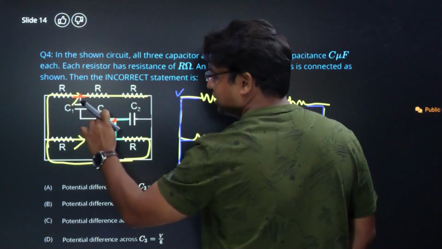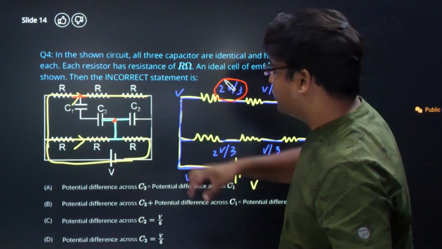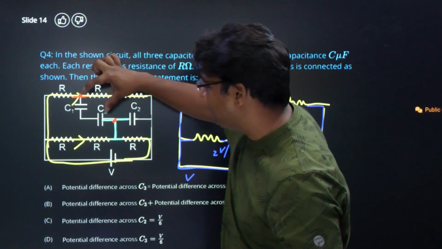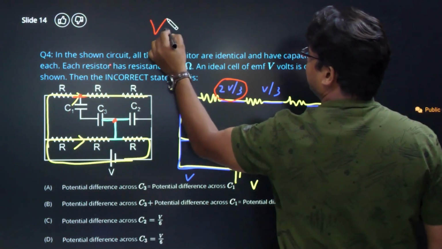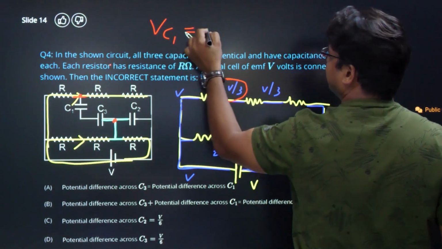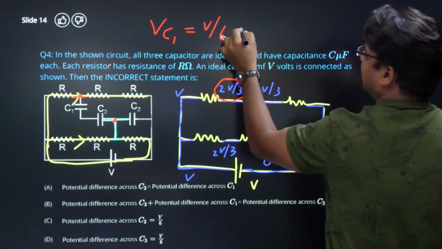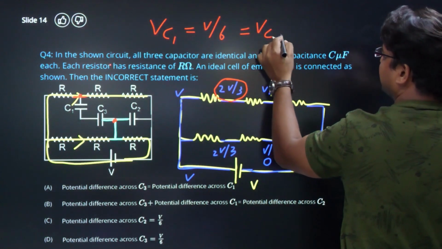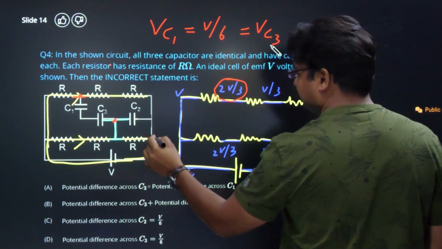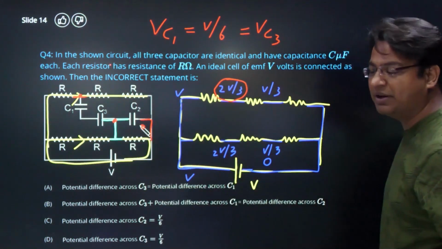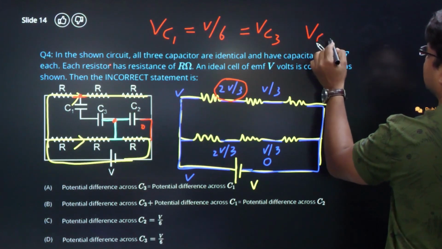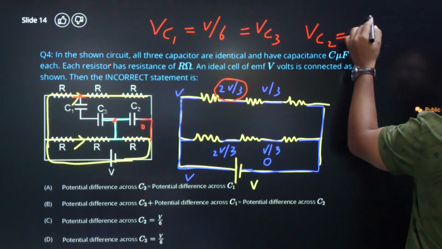And then the potential difference across C1 and C3 are equal. So the overall potential difference here will be divided into two equal parts. So the potential difference across the C1 capacitor will be V by 6 and similarly the potential difference across the C3 capacitor will be this much. Also notice that this point is at 0 potential, this point is at 0 potential and this point is at V by 3. So the potential difference across the C2 capacitor will be V by 3.